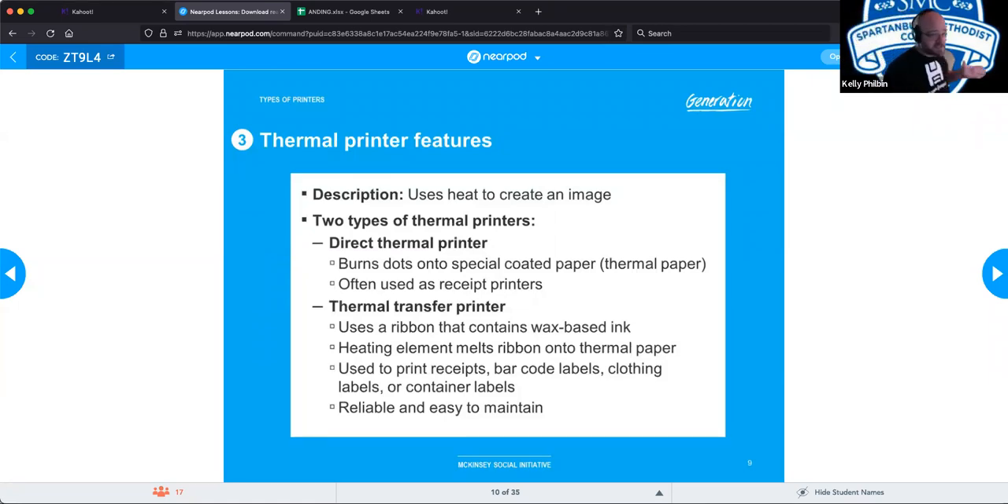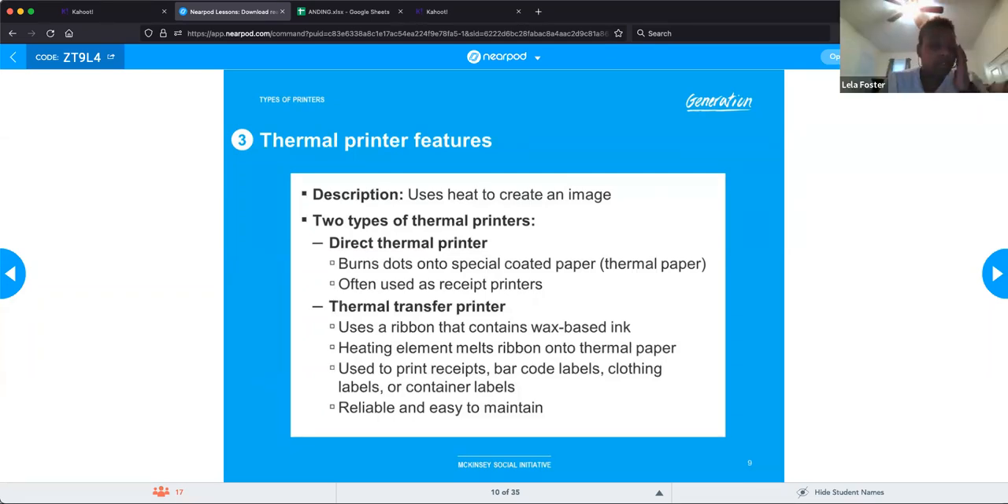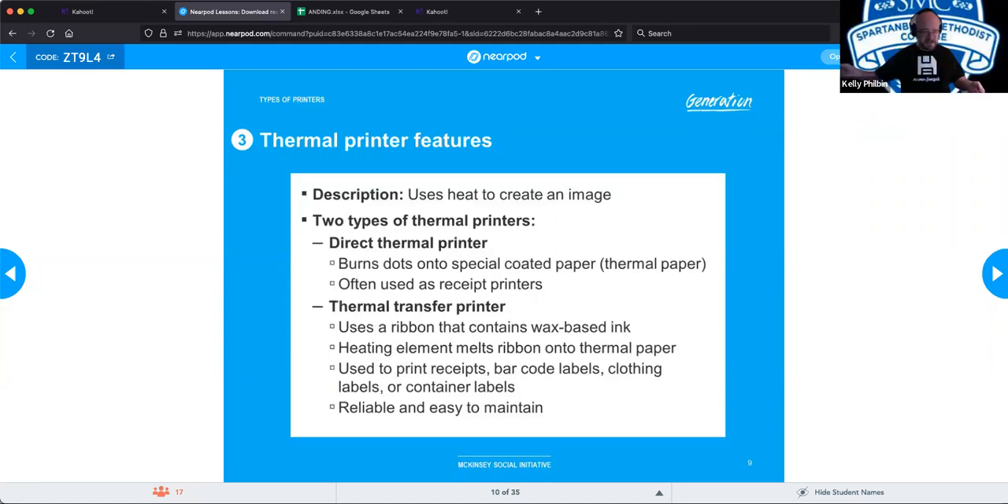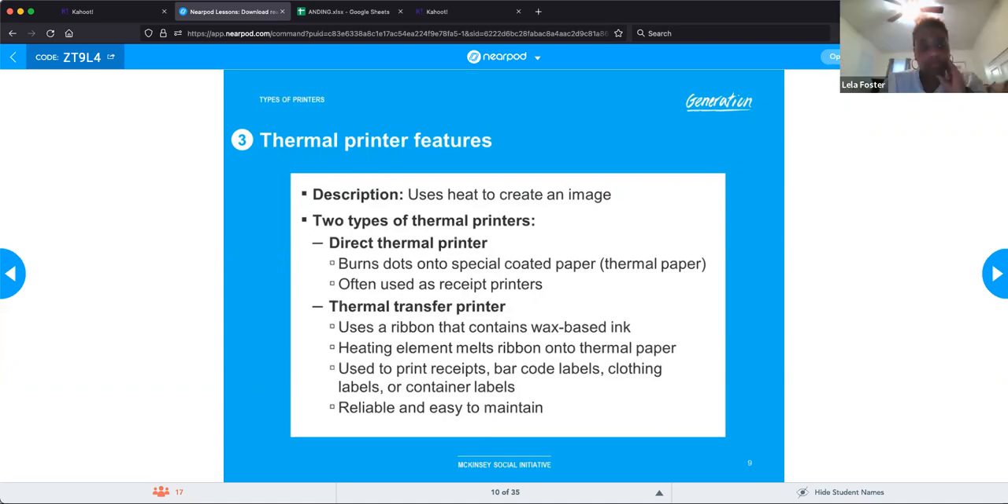Does anybody know what happens if, in the middle of summer, you accidentally leave a receipt in your car? Anybody ever done this? It burns. Getting hot. Like it fades out where you can't even see it, right? Mm-hmm. So it wipes the image clean.